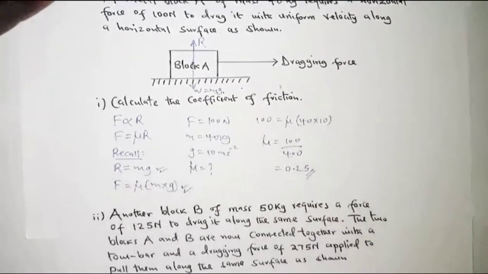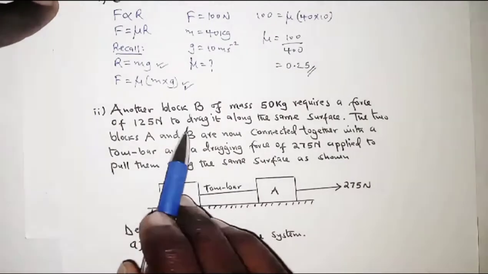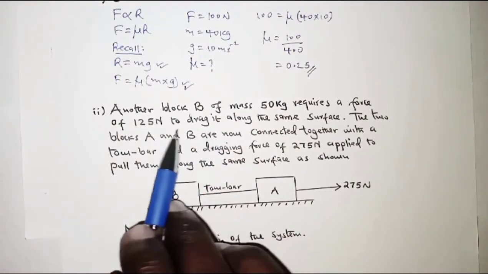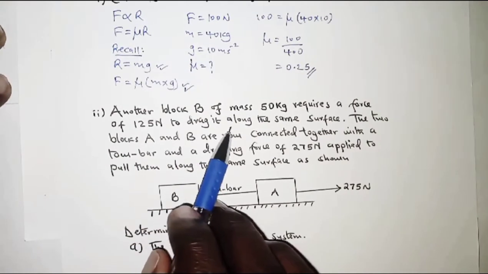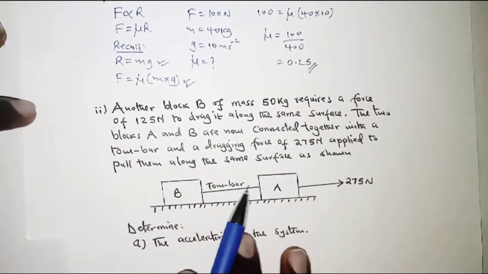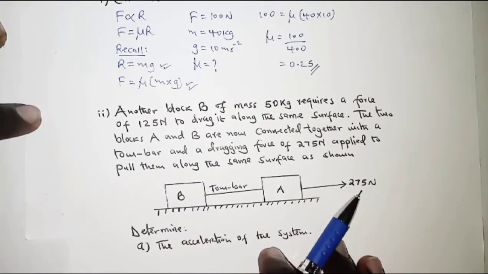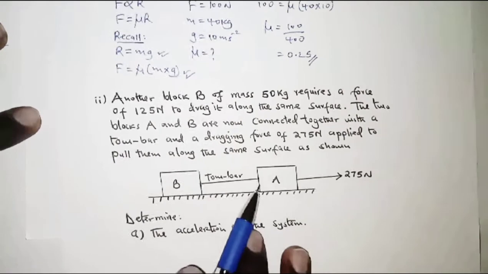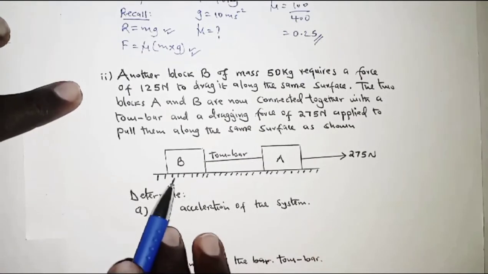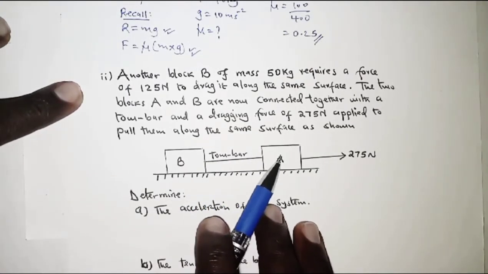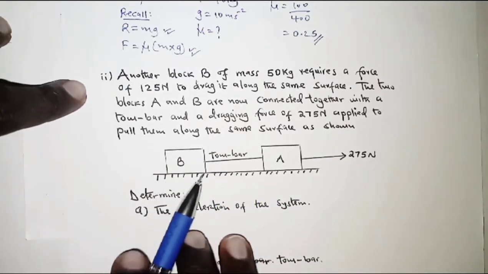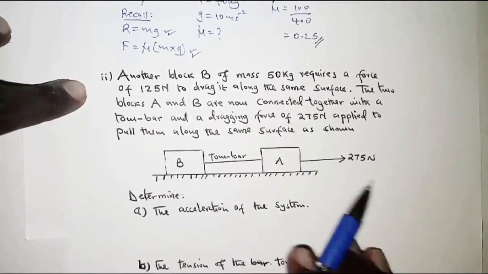Right, to the next part, Roman 2. Another block B of 50 kilograms requires a force of 125 newtons to drag it along the same surface. The two blocks A and B are now connected together with a tow bar, and a dragging force is applied as shown to pull them. So what is required is the acceleration of the system. The system here is a combination of block A and block B being pulled together along the surface, and you also have the tow bar connecting B and A.